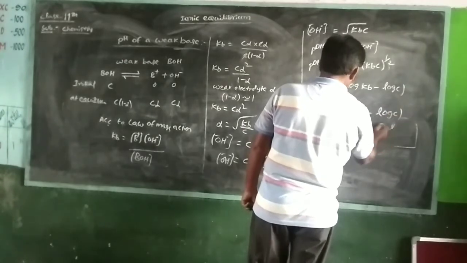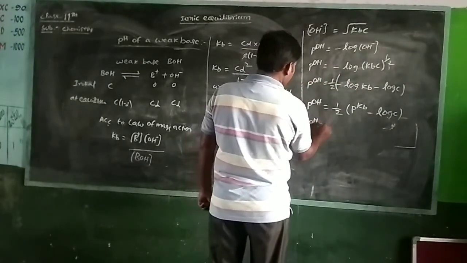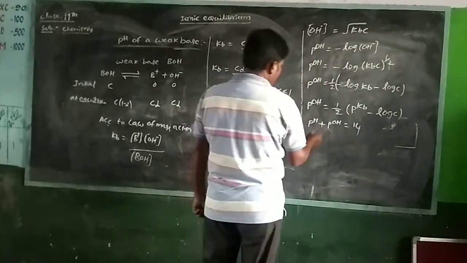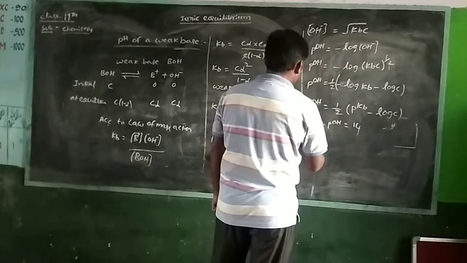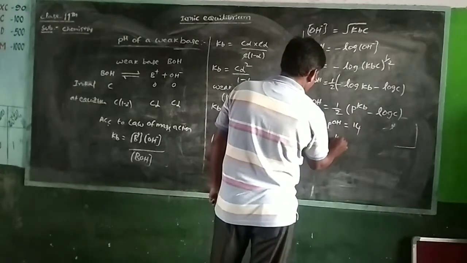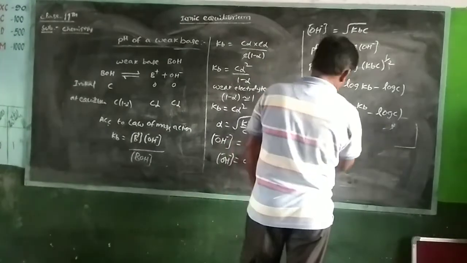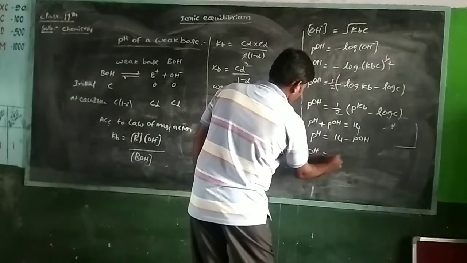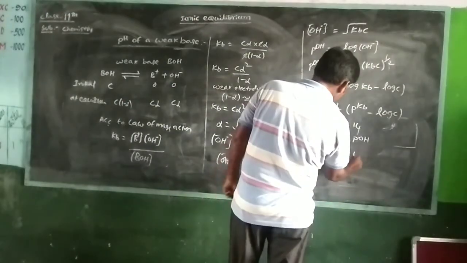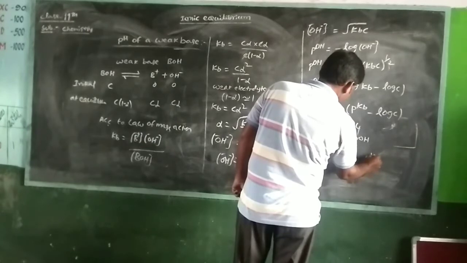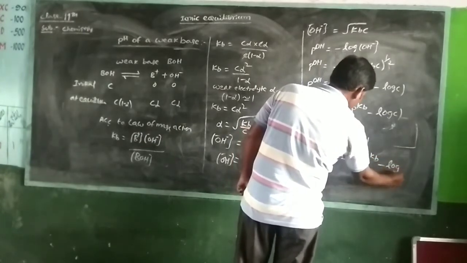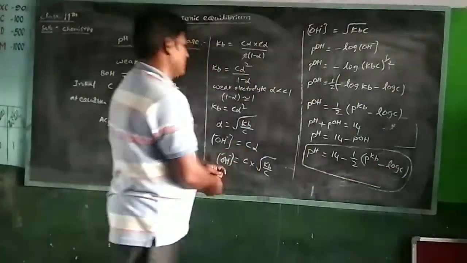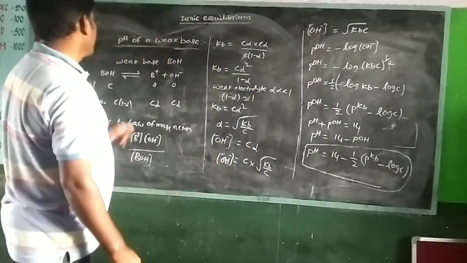This is the pOH. Now pH: we already know that pH plus pOH is equal to 14. So you can write pH is equal to 14 minus pOH. That means pH is equal to 14 minus half pKb plus half log C. This is the pH of a weak base.